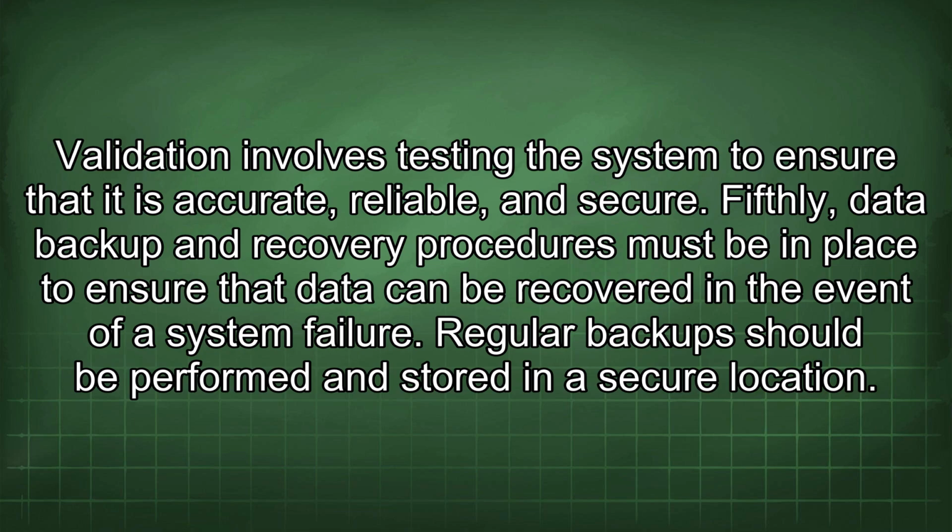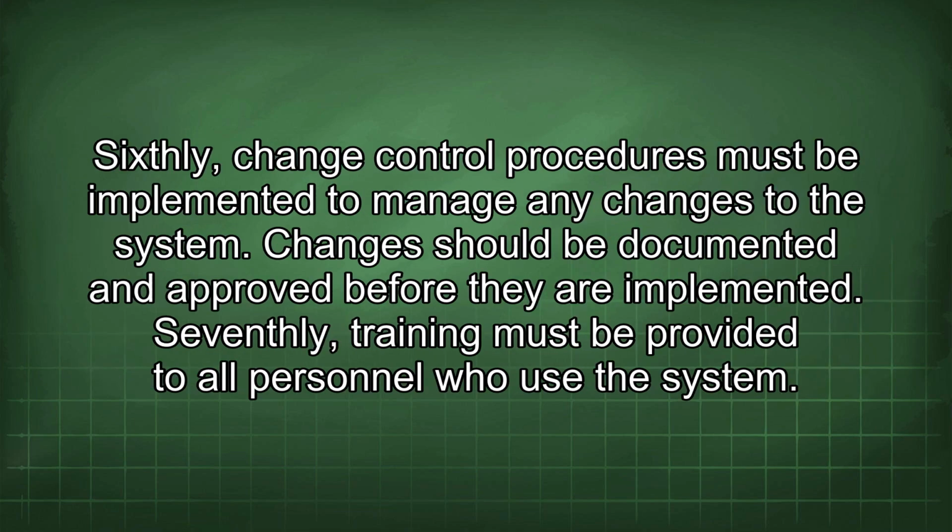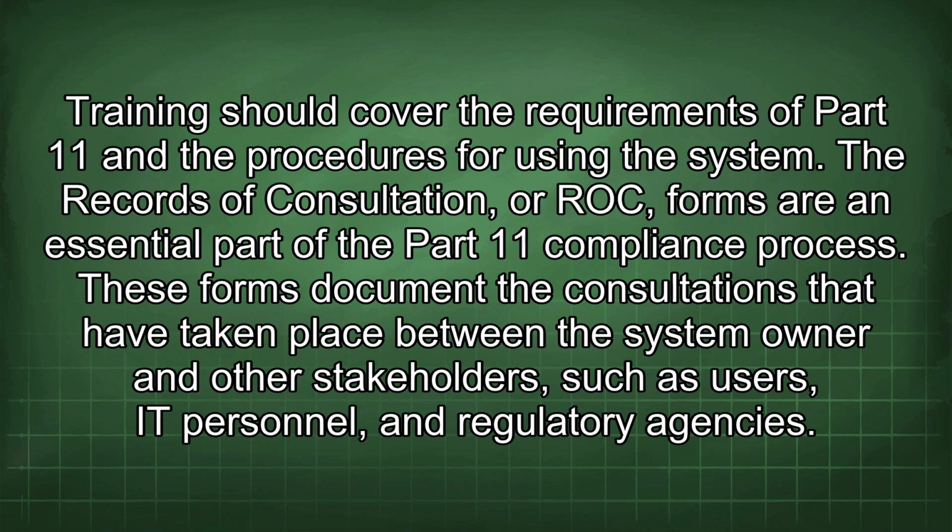Fifthly, data backup and recovery procedures must be in place to ensure that data can be recovered in the event of a system failure. Regular backup should be performed and stored in a secure location. Sixthly, change control procedures must be implemented to manage any changes to the system. Changes should be documented and approved before they are implemented. Seventhly, training must be provided to all personnel who use the system. Training should cover the requirements of Part 11 and the procedures for using the system.